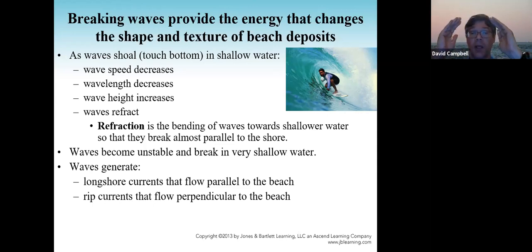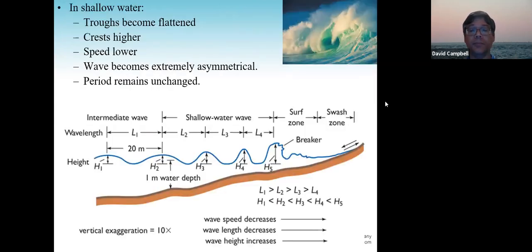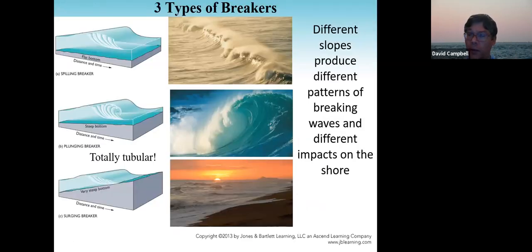As the height goes up and the length decreases, eventually it's going to become unstable. Again, water is not a great thing to make a hill out of. So it will tend to break. And this also leads to distinctive current patterns, longshore currents and rip currents. Again, more of the wave changes. We looked at these not too long ago, just a reminder. And different shores get different styles of breaking waves and associated different patterns of energy.